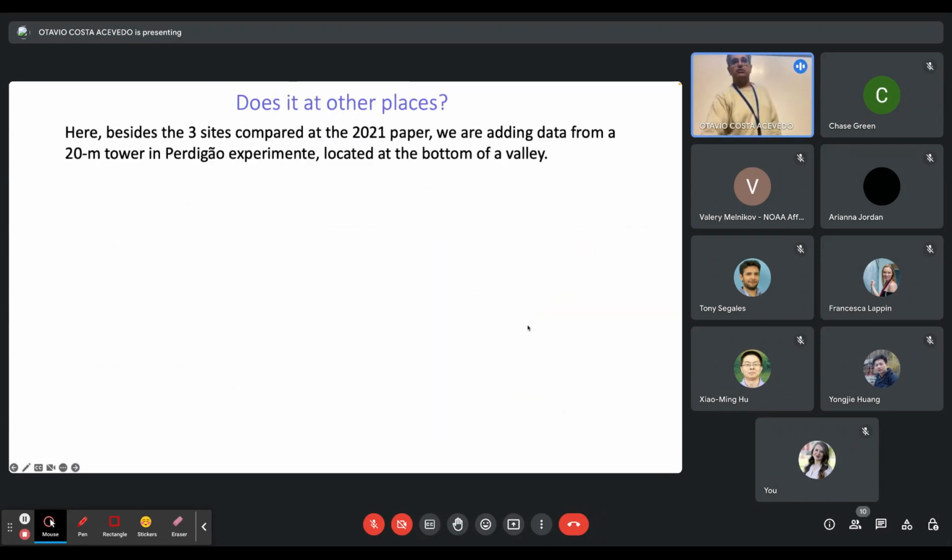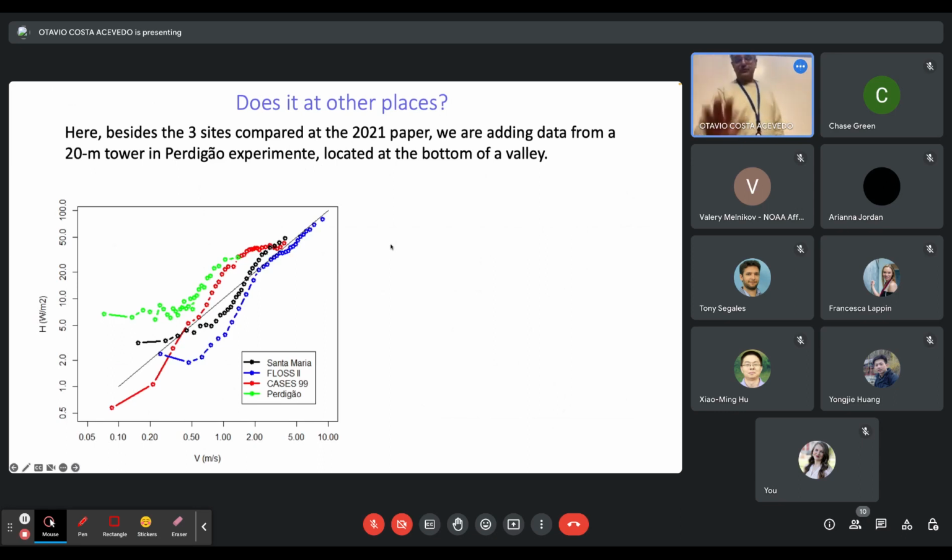Is that in other places too? And now, this is no longer that 21 paper. This is something that I've been doing afterwards. There are some words here that were translated to Portuguese automatically. Most of them I changed, but some of them I missed. I added one tower from the Perdigão experiment, which Petra was part of. It's a 20 meter tower at the bottom of a valley. That's the green dots here for Perdigão.